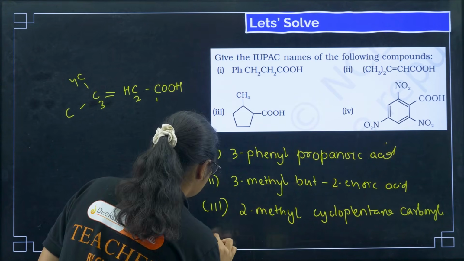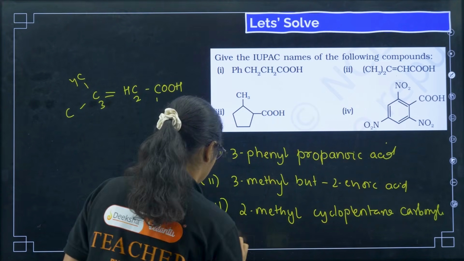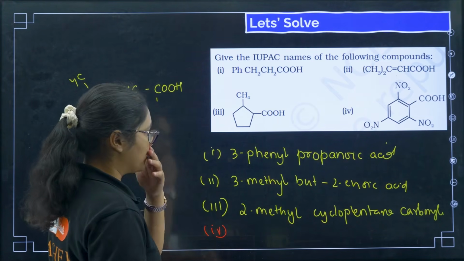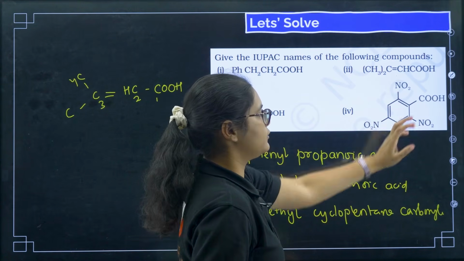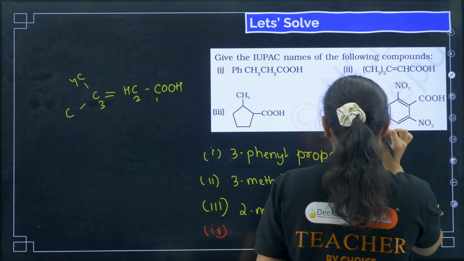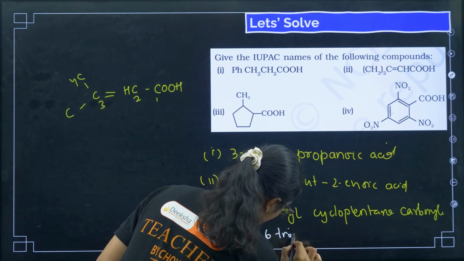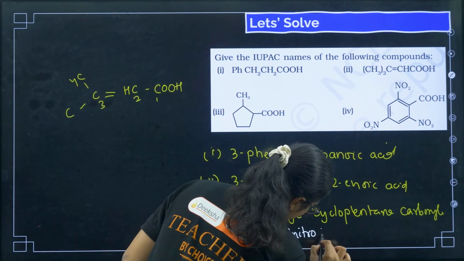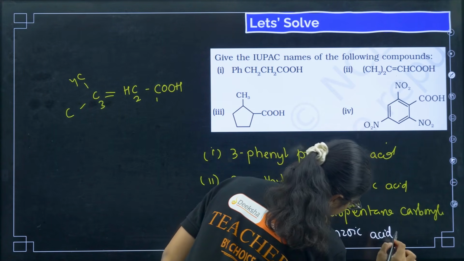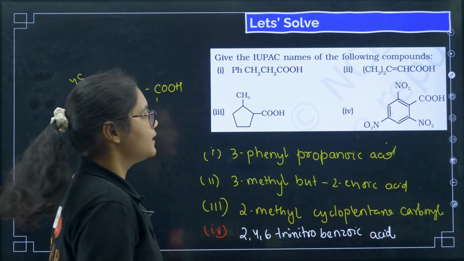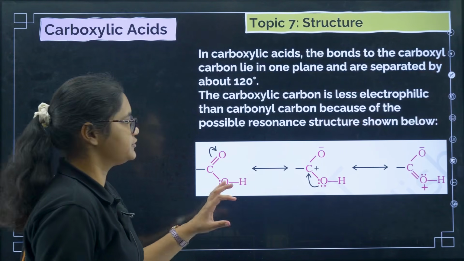Now coming to the next one, that is your fourth one. So this one is what? You have 2, 4 and 6 trinitrobenzoic acid. So it is 2,4,6-trinitrobenzoic acid. Clear? Fine. Now moving to the next question, that is your structure.